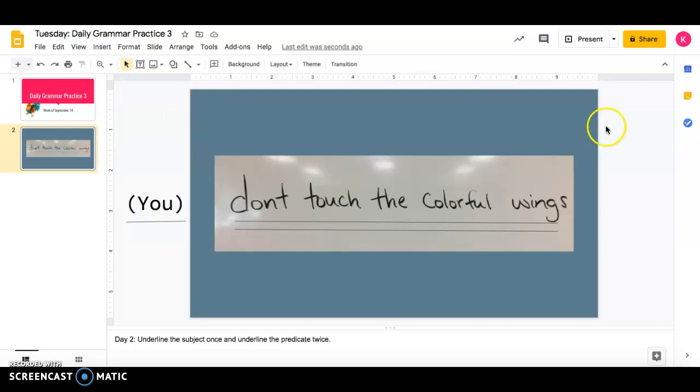Oh, and as always, you can share your DGP with me by hitting this button right here and typing in my email. Or if you just want to write it on a piece of paper, you can do so and send me a picture or send it in your remote folder. Whichever way is easiest for y'all is totally fine for me.